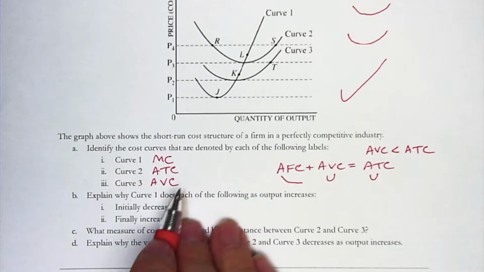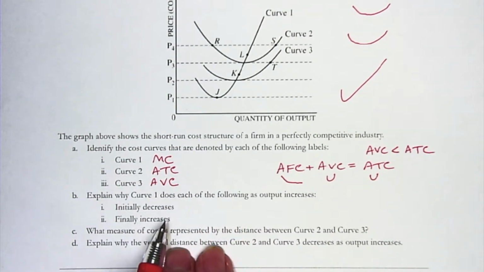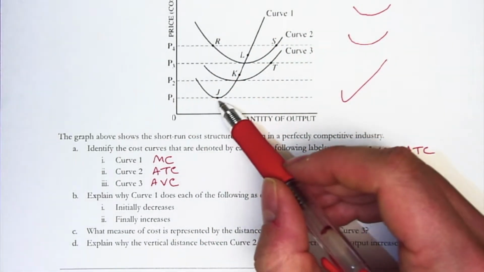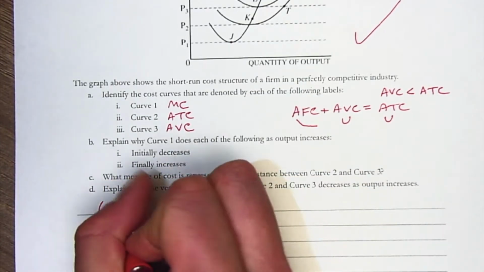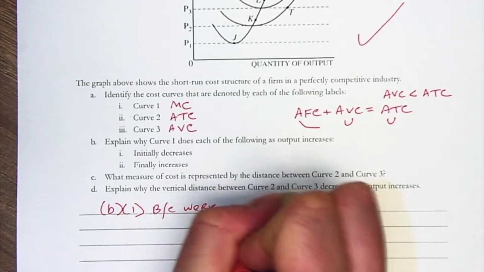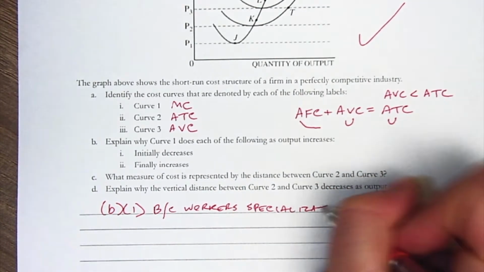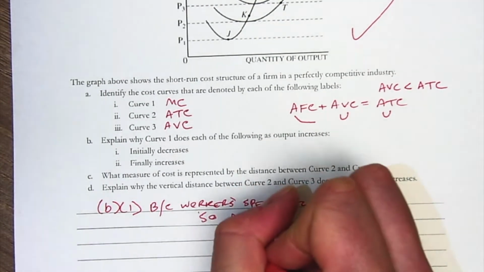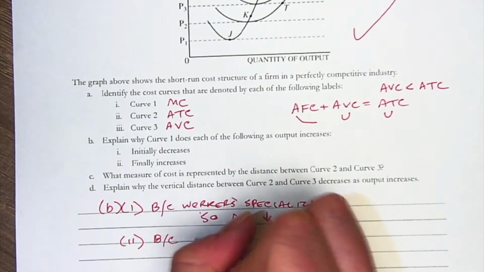Now explain why Curve 1 does each of the following as output increases: initially decreases, finally increases. So why does Curve 1 come down, minimize at point J, and then come all the way back up? For part B1, we'd say because of workers' specialization. So marginal cost decreases.